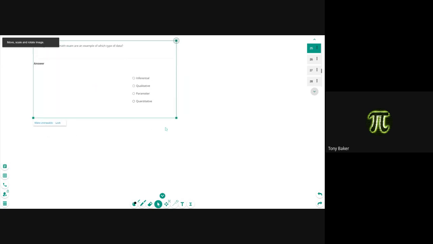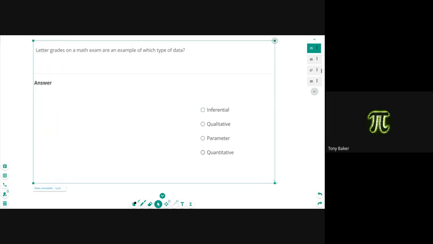I'm going to actually use the one right from the Hawks assignment. So this way you can see how these are done, because this can be a little confusing. All right, letter grades on a math exam are examples of what type of data? Inferential, qualitative, parameter, or quantitative? There's a reason I'm using the Hawks quiz for this, because the hardest part of this assignment when people work on it is how they ask the question.